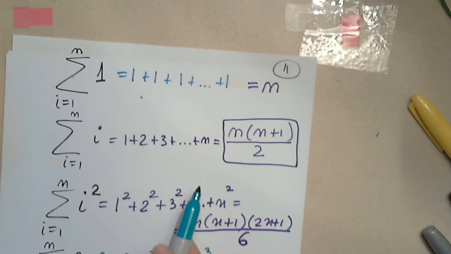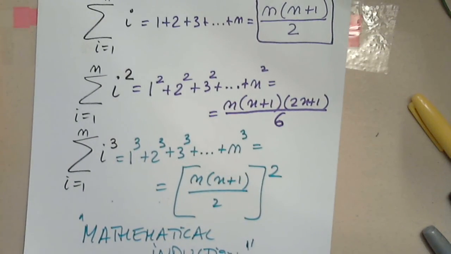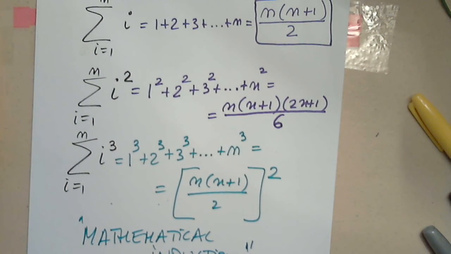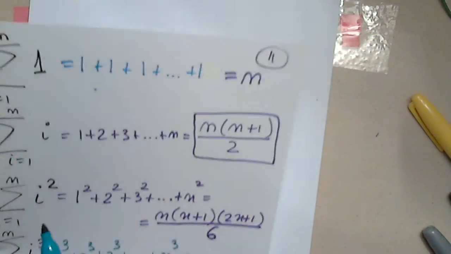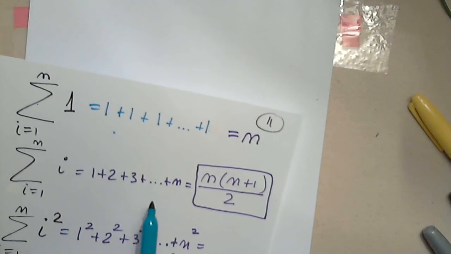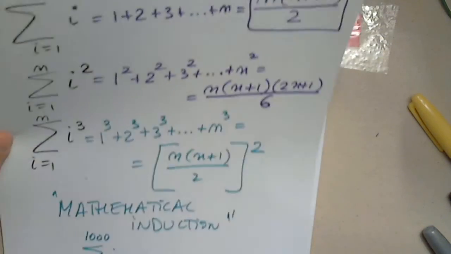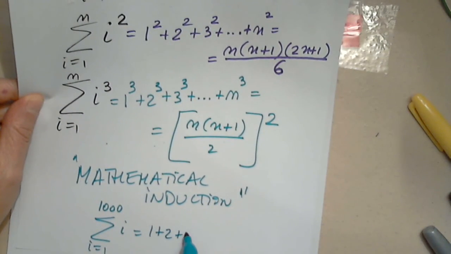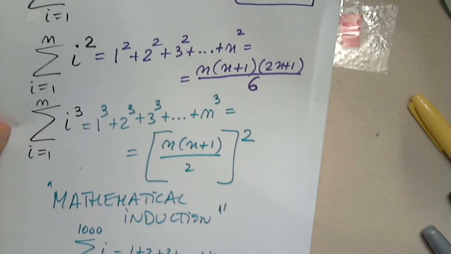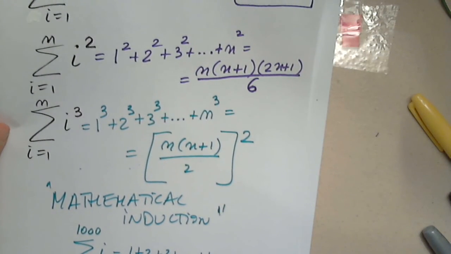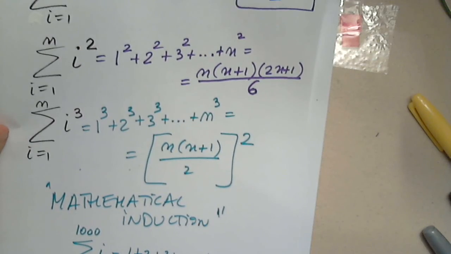Now, as a nice example, if you would like to add numbers from i equals 1 to 1,000 of i, that would be 1 plus 2 plus 3 plus dot, dot, dot, plus 1,000. Well, it will take you a while to add these. It's not going to be easy.